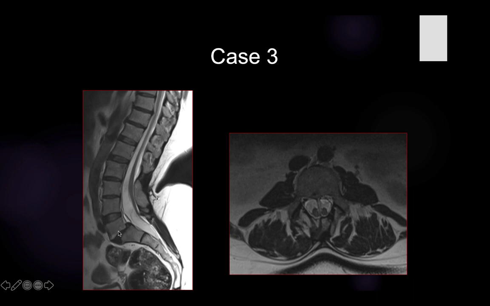and also we can see there is some sort of slippage of L5 over S1, and also some sort of segmentation failure or partial fusion of the L3 and L4 vertebrae, in which there is rudimentation of the intervening disc space, and also there is a fusion of the posterior neural elements of both vertebrae. So there are multiple findings. There is a tethered cord, there is a diastematomyelia, there is a partial segmentation failure of L3 and L4, and also there is a slippage of the L5 vertebra.